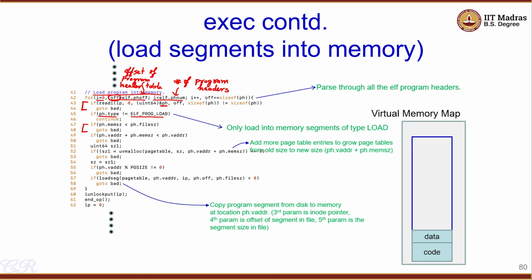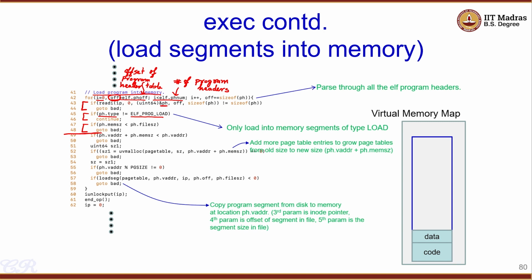Now the next part is what is important. So what we have done so far is we have identified a program header, we have done some sanity checks to check whether ph memory size is greater than or equal to file size. We've also identified that, hey, this particular program header is of load type. Now all of this is done, and the next thing is where we need to load that particular segment into the virtual address space, right.